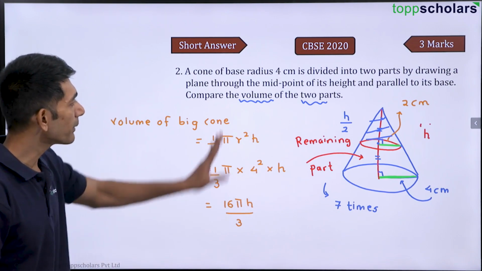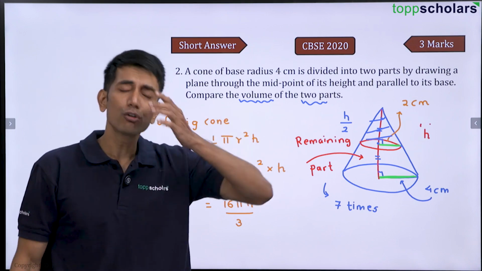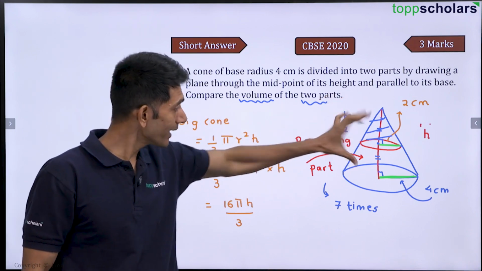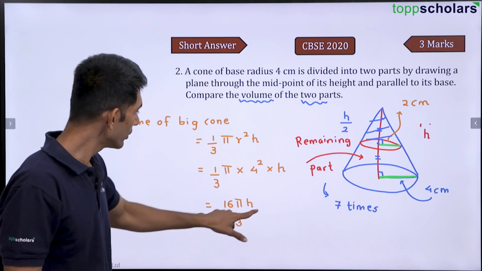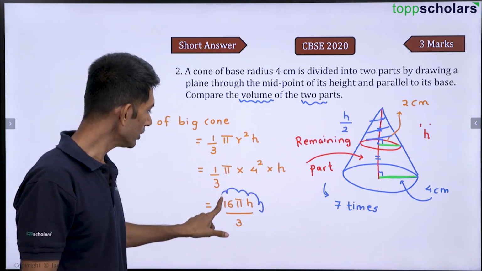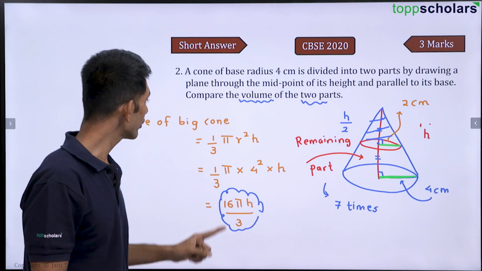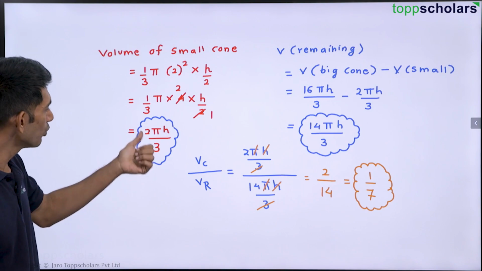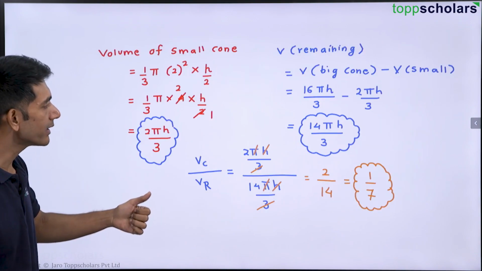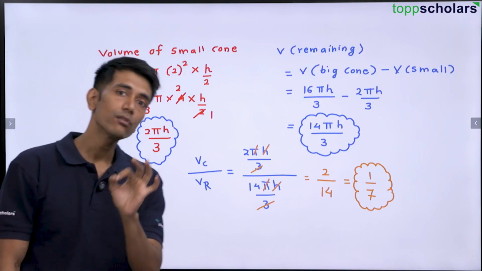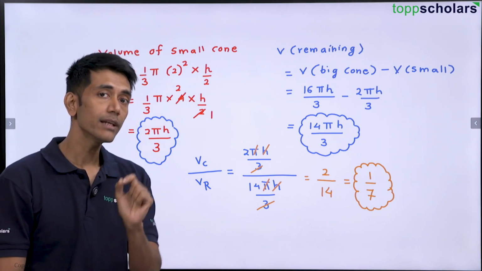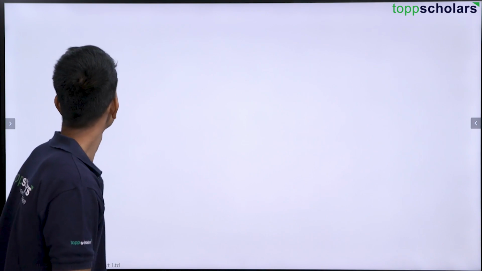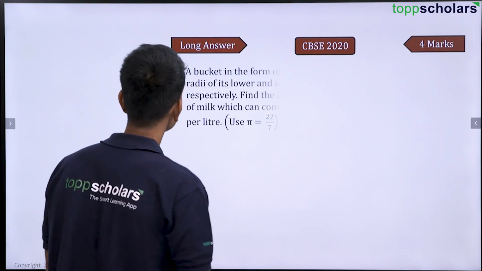So we are supposed to compare the two parts. They can also tell you to compare the volumes of small cone and big cone. In that case, what will you do? You'll take the big cone, you'll take the small cone, and you will divide. In that case, you'll get 2 by 16, that is 1 by 8. And 1 by 8 would be the final answer if they tell you to compare the two cones. Correct? Perfect. Okay. So let's have a look at a new question now.